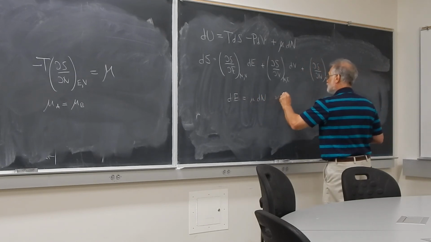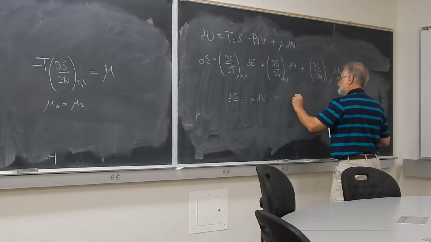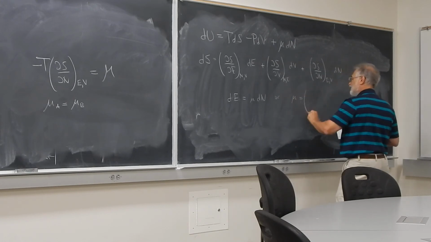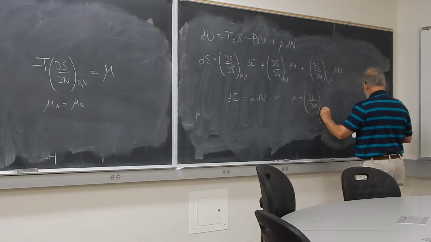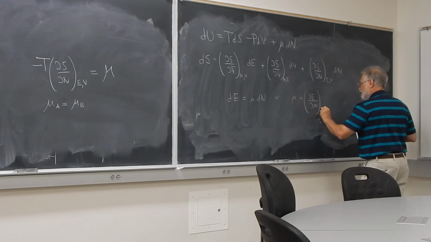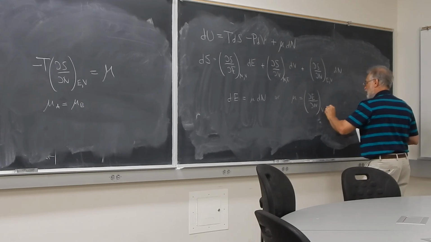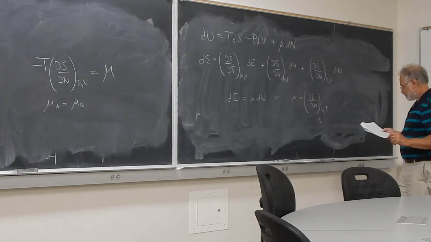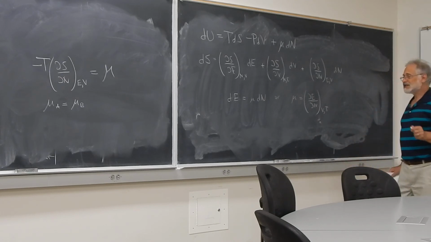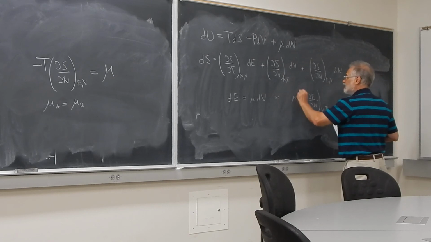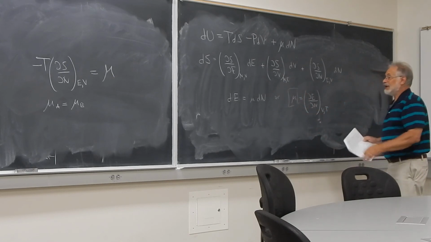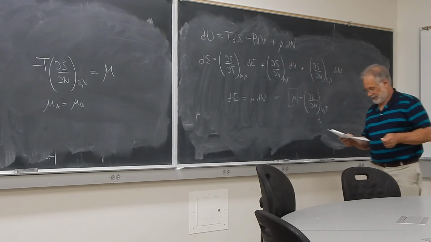Or, turning it around, I can say that chemical potential can be described as the partial of energy with respect to N holding volume and entropy constant. So this tells us quite a lot. First of all, it tells us that the units of chemical potential must be the same as the units for energy.